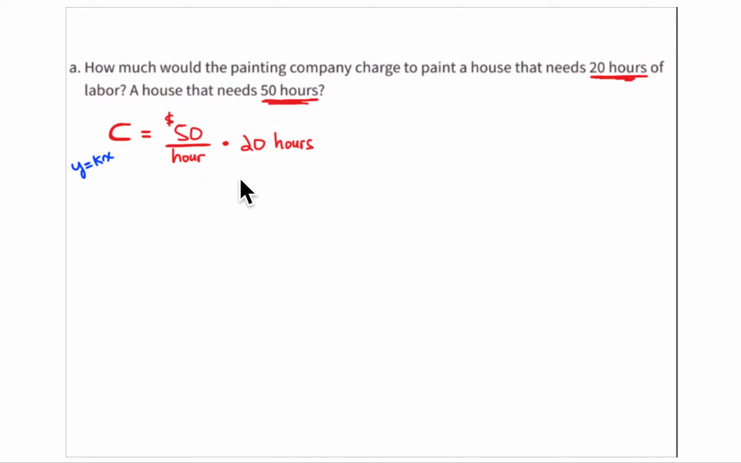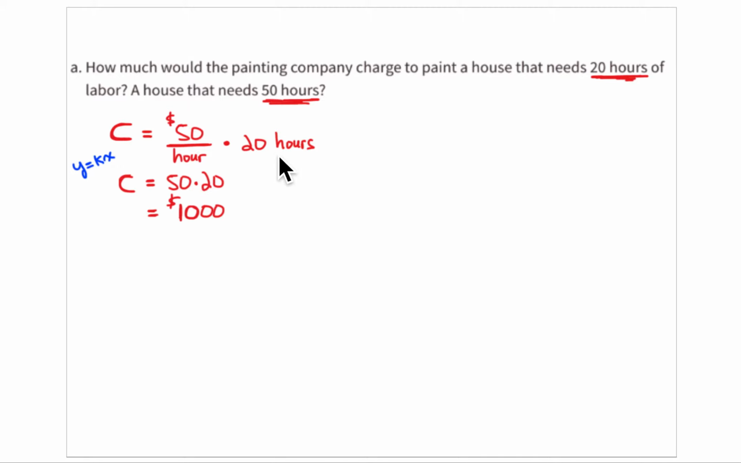Well, if you look at just these 2 parts of the problem, that's like y equals kx. That's like the proportional relationships that we worked with earlier. So the cost of just $50 per hour times 20 hours, you could call that the labor costs.